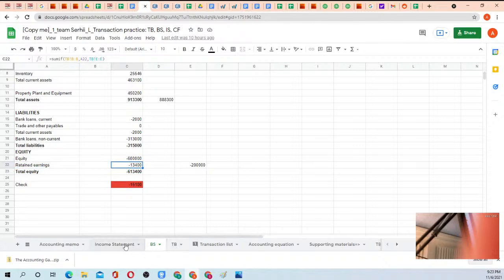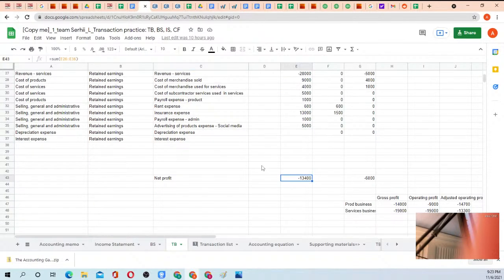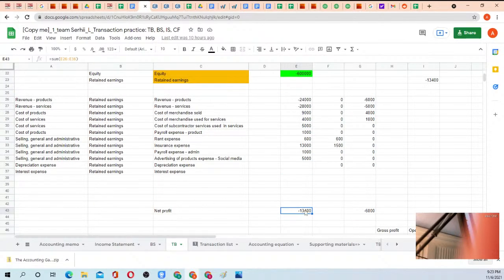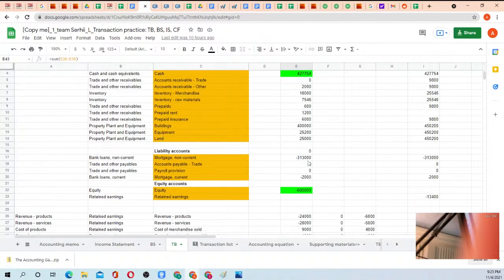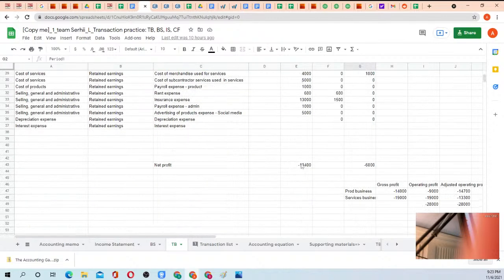Let me take a quick look. So as you see, my net profit here is 13,400, and that's cumulative. So that includes both periods. We will return to the periods after I finish with that part.